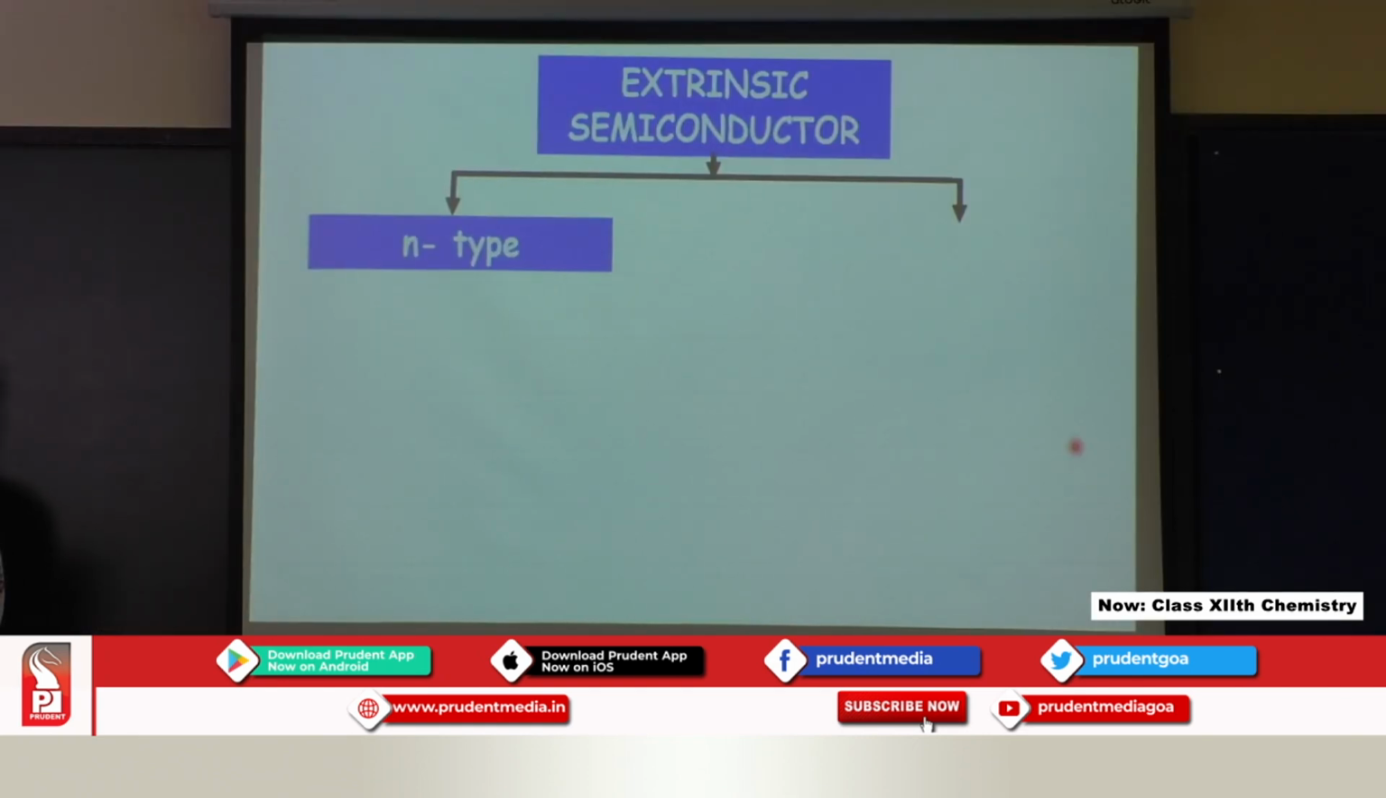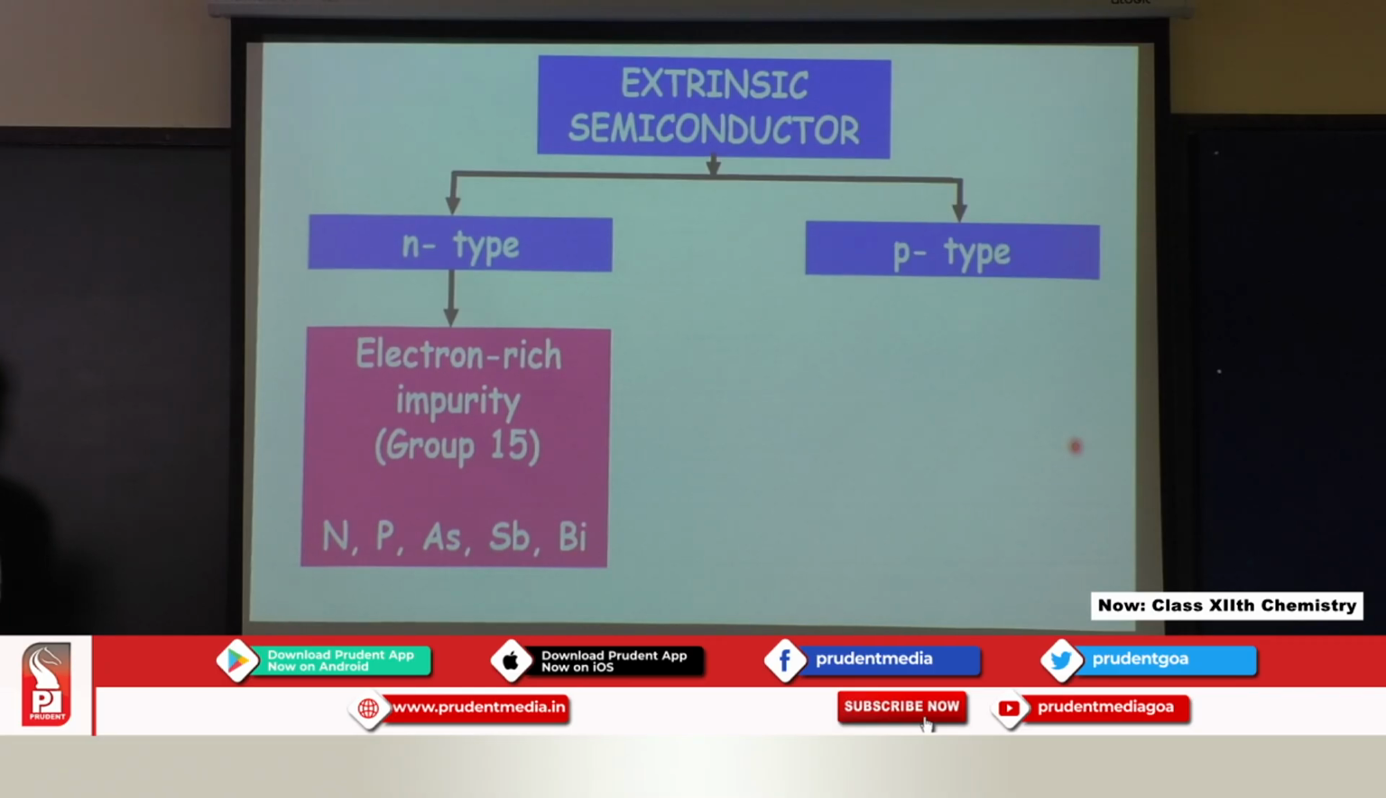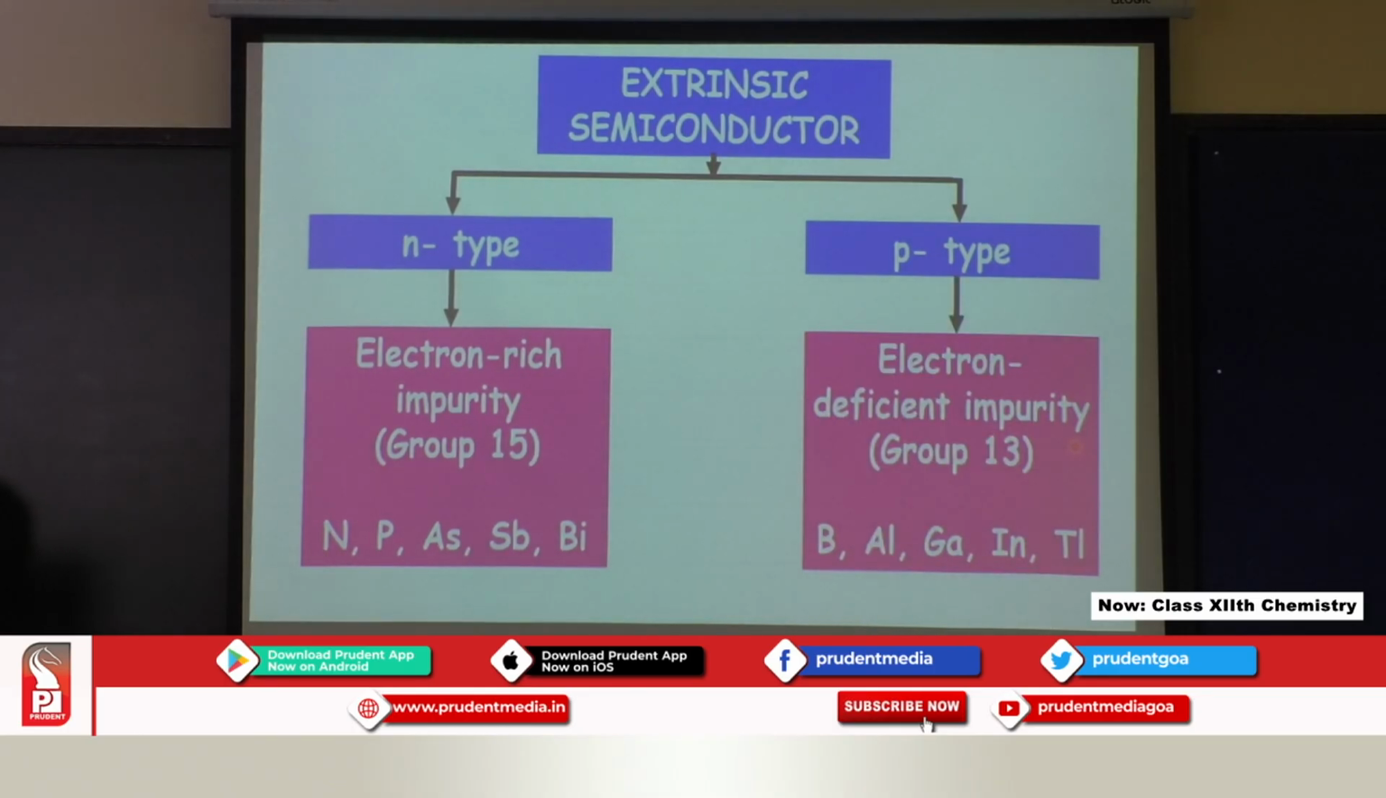Extrinsic semiconductors are divided into 2 types, as we have just seen, that is N-type and P-type semiconductors. N-type semiconductors are obtained when crystals of a pure semiconductor are doped with electron-rich impurity from group 15, and these can be either nitrogen, phosphorus, arsenic, antimony or bismuth. A P-type semiconductor is obtained when silicon or germanium crystal is doped with electron deficient impurity, which can be any of the elements from group 13, that is boron, aluminium, gallium, indium or thallium.